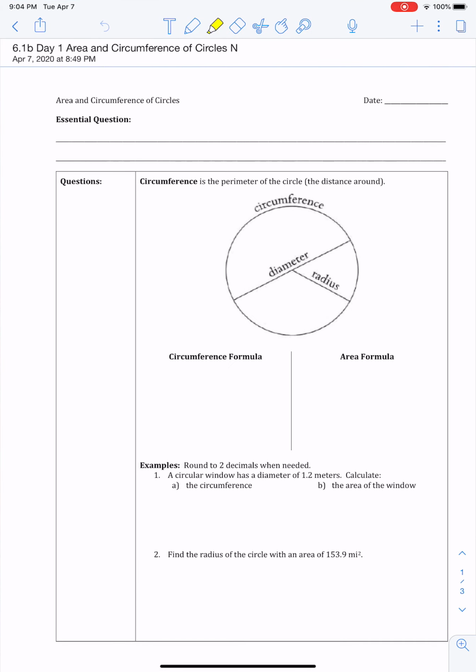All right, 6.1b, day 1. We are talking about how do I apply the area and circumference formulas to find missing information.